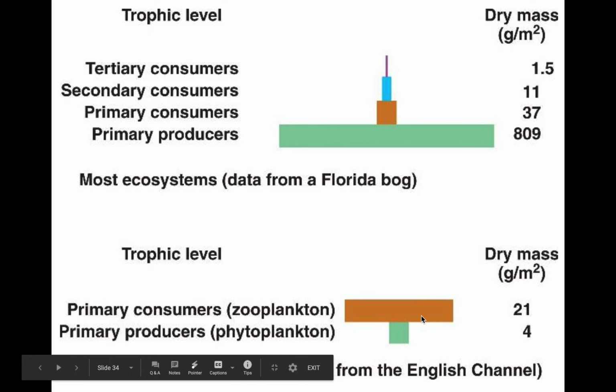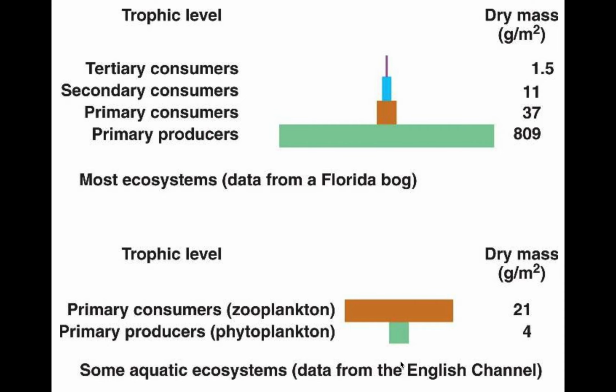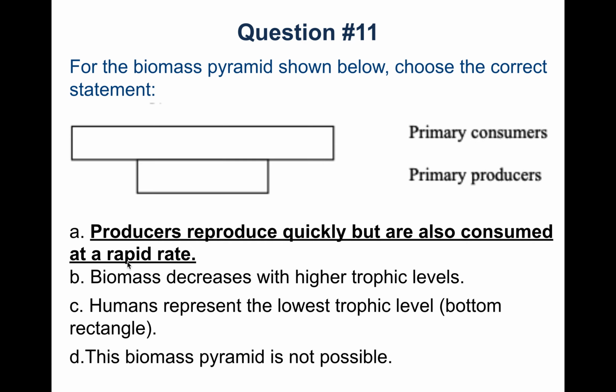What is really interesting about the way it's set up is that in these particular types of aquatic ecosystems, when you add up the biomass of the phytoplankton, it is less than the zooplankton. However, it can work because the phytoplankton can reproduce so quickly. They're consumed at a rapid rate, but they can reproduce so quickly they can keep up with the rate of consumption. All right.